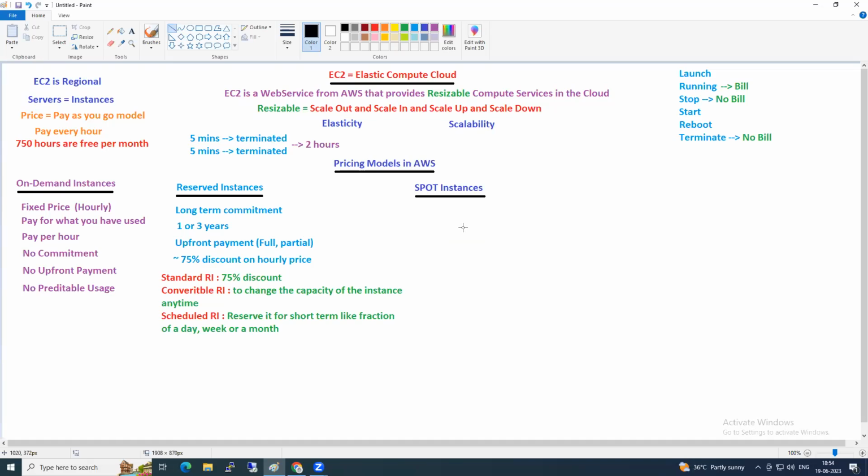Like this, how many customers are there? How many EC2 instances will they be launching? How much memory is getting wasted? Correct? So for this, AWS came up with one super strategy, which is called spot. Spot meaning bidding. What's that?